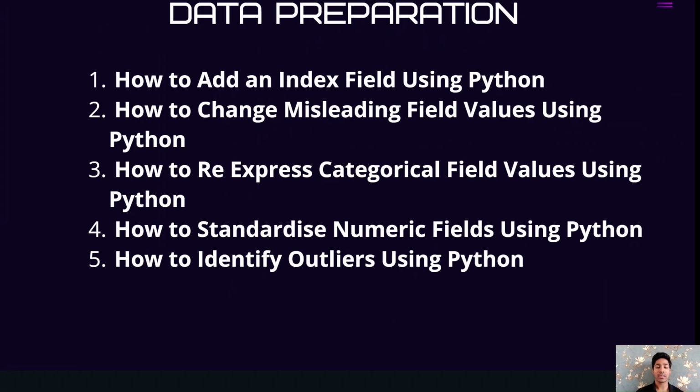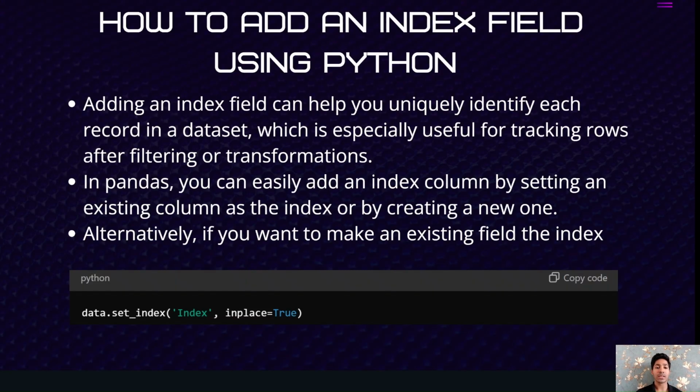Hello everyone. In this video, I'll be discussing data preparation in Python, which will include how to add an index field, how to change misleading values, how to re-express categorical field values, how to standardize numerical field values, and how to identify an outlier. So let's begin with how to add an index field using Python.